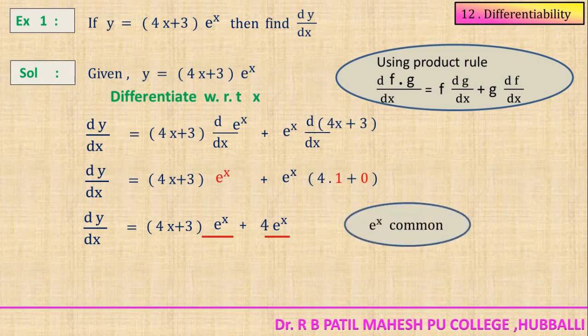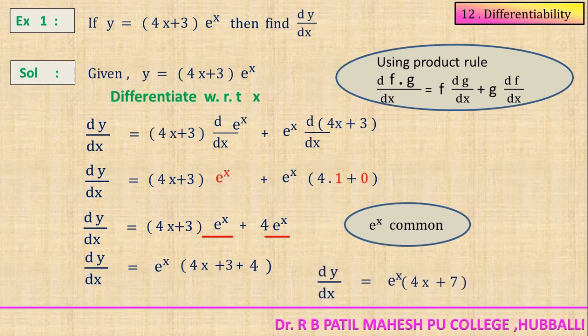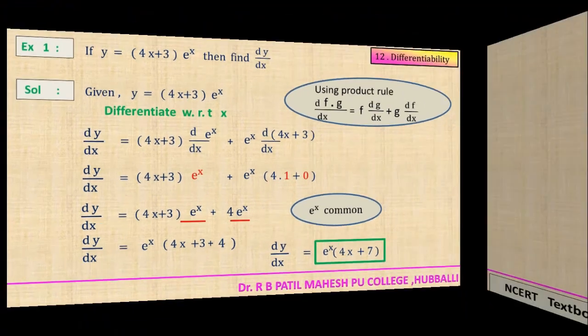Now after differentiating we can simplify, taking e raised to x common. Then it becomes (4x plus 3 plus 4). So what is the dy by dx we get? e raised to x into (4x plus 7). So this is the derivative of the given example, the final answer. I hope you understood, students. Using the product rule, we differentiate and then we simplify.